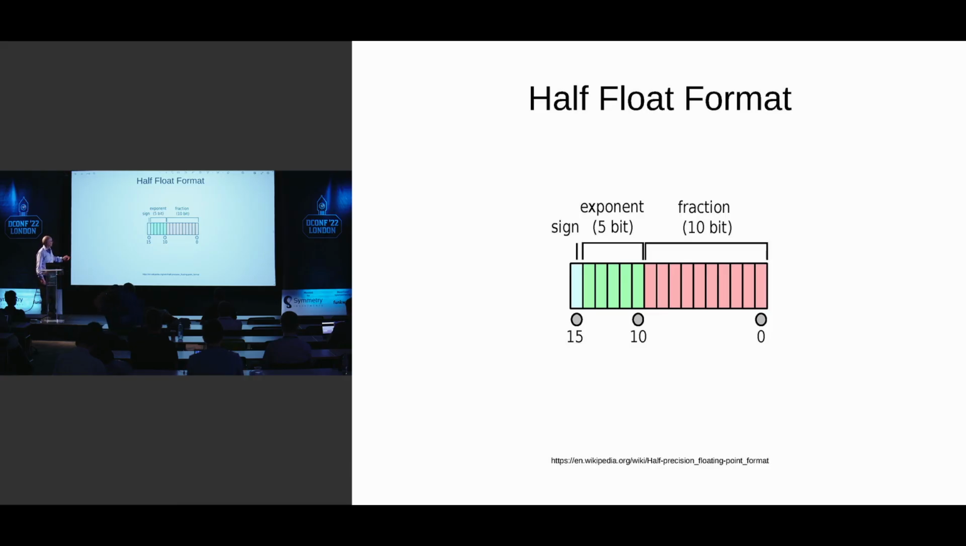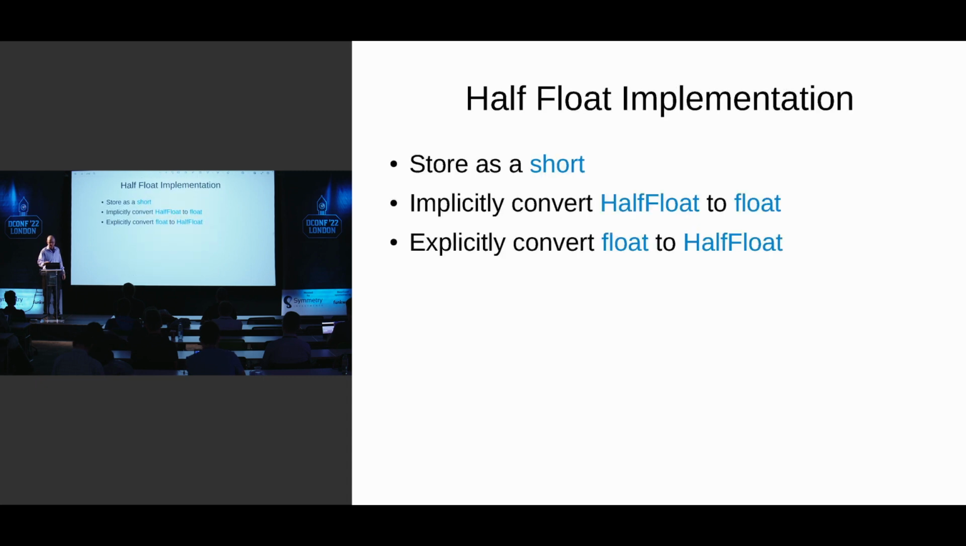Here's the format I picked sort of at random. Got it from Wikipedia. The image is from Wikipedia too. So our implementation strategy is to store the half float as a short, which is conveniently 16 bits, implicitly convert half floats to floats, and explicitly convert, meaning a cast, a float to a half float.